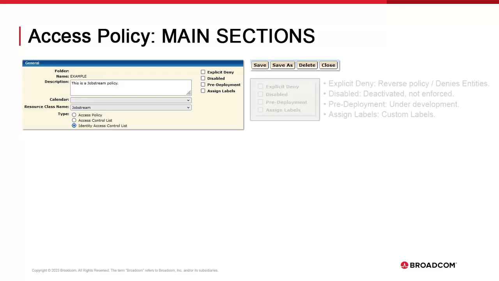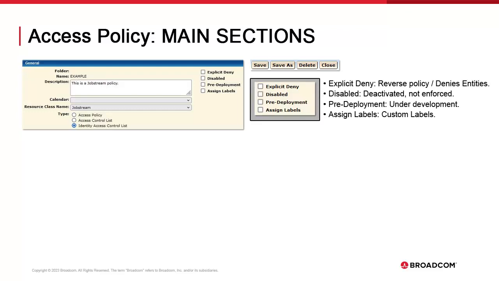A policy has 4 options. Explicit deny reverses the effect of the policy. The default setting is explicit grant, meaning resources targeted by the policy become accessible. Explicit deny allows us to block access to a resource which might have been granted by another policy. You're telling the system that a feature is effectively off limits to that particular user or user group.